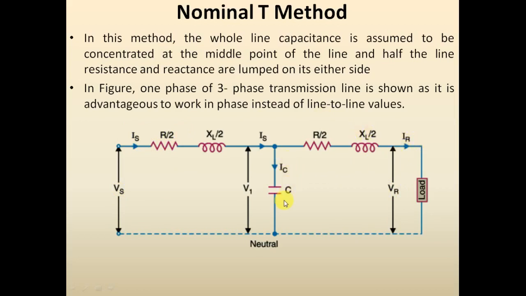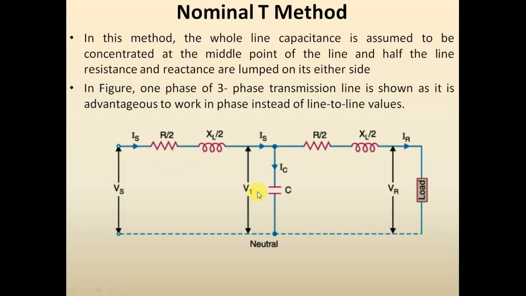The current which is flowing through this shunt capacitor is IC, and the voltage which is appearing across it is represented as V1. For analysis purposes, we will be using the basics, Kirchhoff's current law and Kirchhoff's voltage law. If you consider this node, we will be able to write the relation for the sending end current as the sum of the receiving end current and the current which is flowing through this capacitor. By applying Kirchhoff's voltage law, we can write V1 as the sum of VR and the drop occurring in this impedance branch. Similarly, while applying KVL in this loop, we can write Vs as the sum of V1 and the drop appearing across this impedance branch.